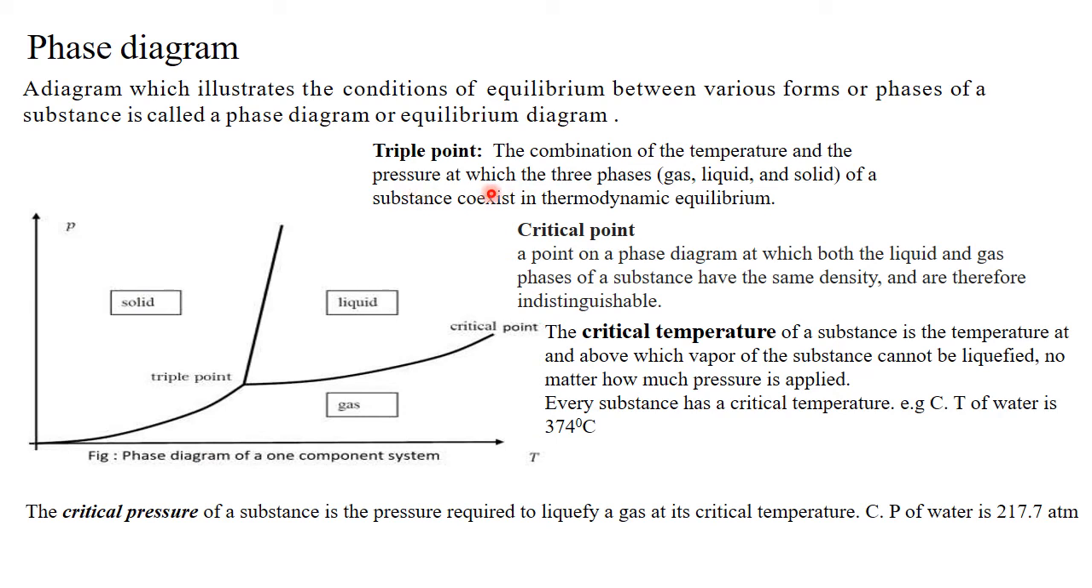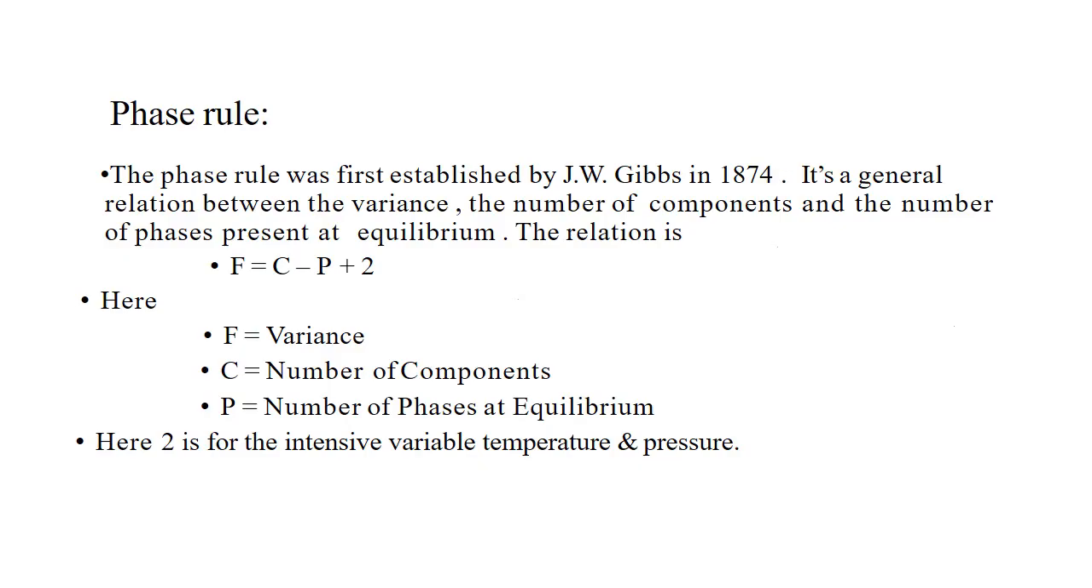This is all about the phase diagram. The curves which are present in this phase diagram will be discussed in detail in the next slides. Phase rule. Phase rule was first established by J.W. Gibbs in 1874. It is a general relationship between the variance, the components and the phases present at equilibrium.